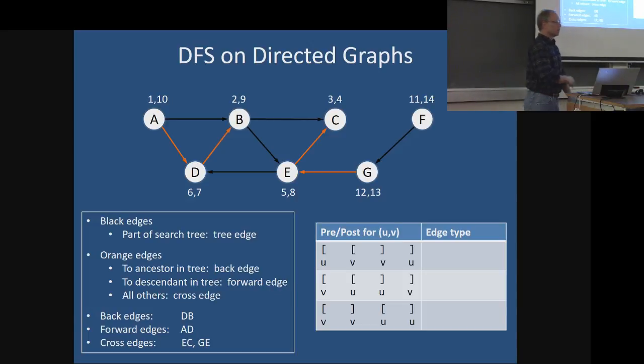Tree edge? Right, so tree edges have this pattern. And also forward edges do, it turns out. So tree edges and forward edges, the post numbers nest like that. And then for back edges, they nest sort of the opposite way. And then for cross edges, they're just distinct.